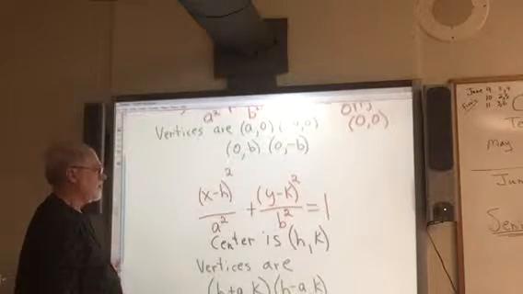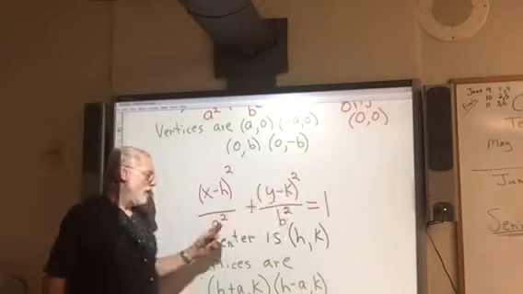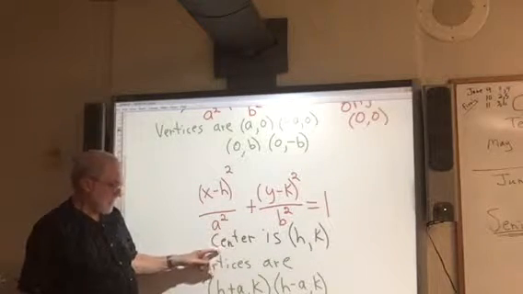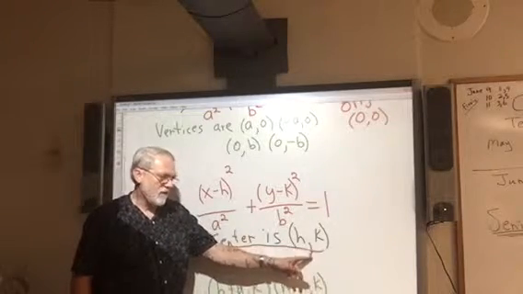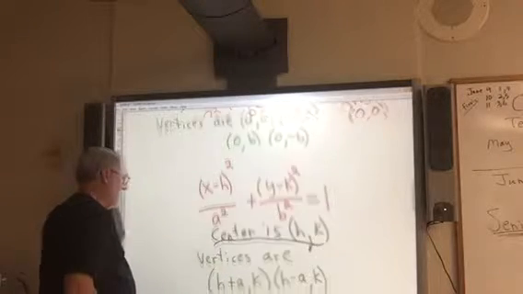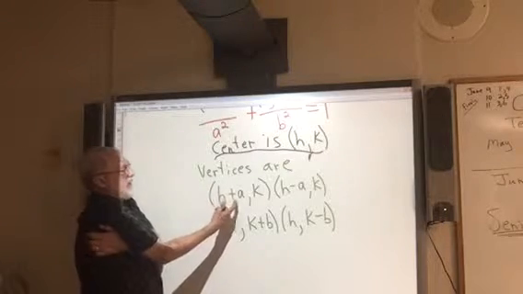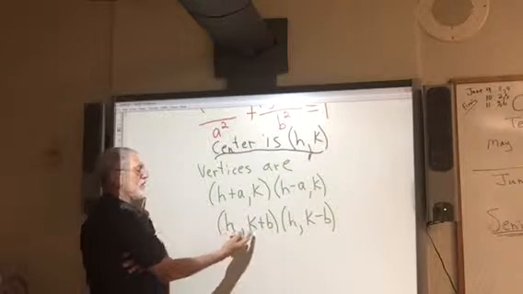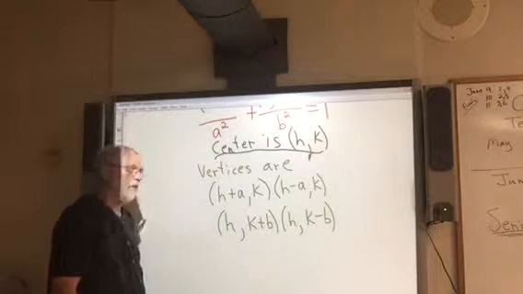Likewise, you can write it differently. You can write it x minus h squared plus y minus k squared, and this is over a squared and this is over b squared equals 1. What does that give us? It gives us a center of (h, k). And the vertices will be these 4 points: (h plus a, k), (h minus a, k), (h, k plus b), and (h, k minus b). So those are the 4 points.